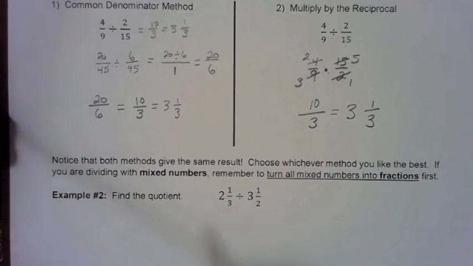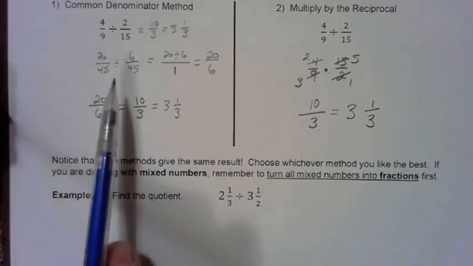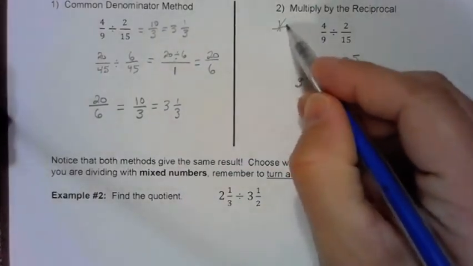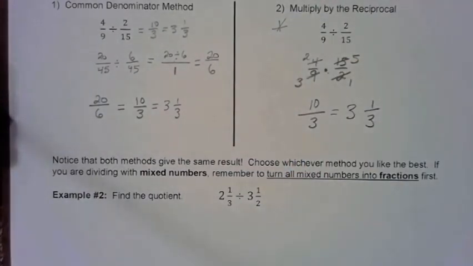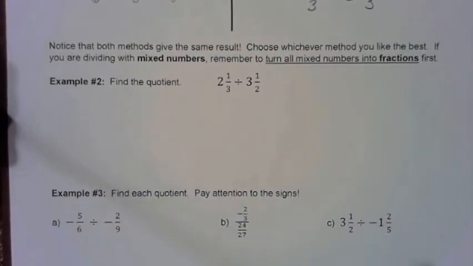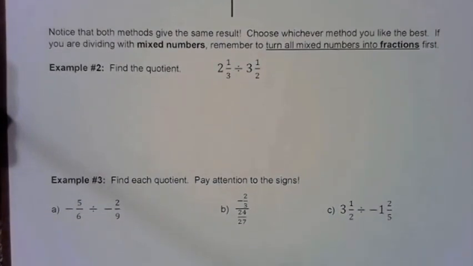It's up to you as to which one you would like to use. Would you rather get common denominators, or would you multiply by the reciprocal? All right, this method, multiplying by the reciprocal, tends to be a favorite among most students. Okay, so again, they gave us the same result. Now let's see what we would do if we were dividing with mixed numbers.